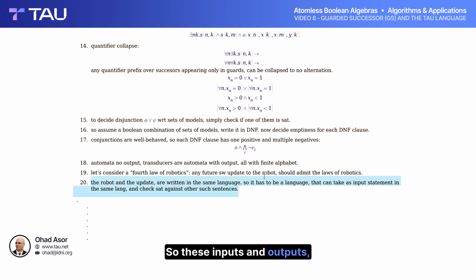So these inputs and outputs, this X and Y, can come from atomless Boolean algebra. Which atomless Boolean algebra? Well, the one of guarded successor formulas. And by the way, you can add to the same language product algebra, and have a many-sorted theory of Boolean algebra. So you can speak about multiple Boolean algebras at once. One of them will be the Boolean algebra of guarded successor formulas.